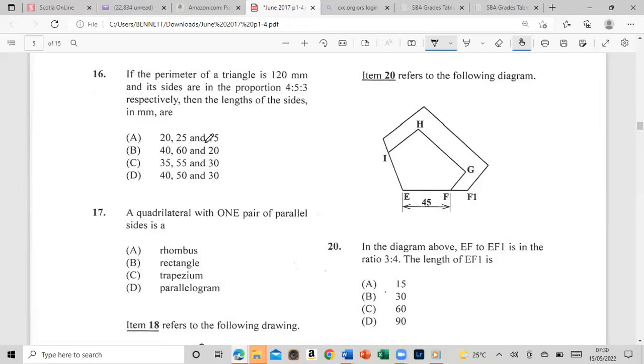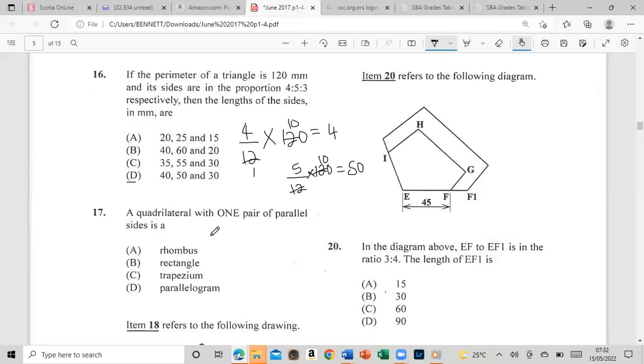So with ratio, what we do is add all the numbers. So we add 4 plus 5, that's 9, plus 3, that's 12. So 10 is 40. Let's work out for 5. It will be the same 10, so 5 times 10 will be 50. So once we get the 40 and the 50, we know the sides. So number 16 would be D.